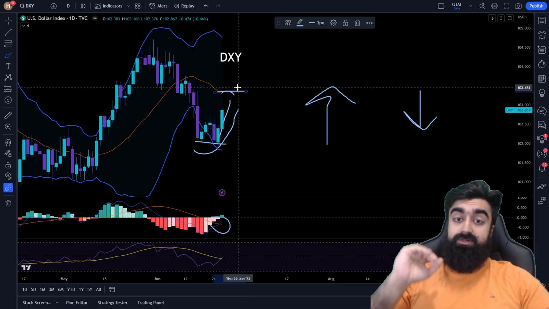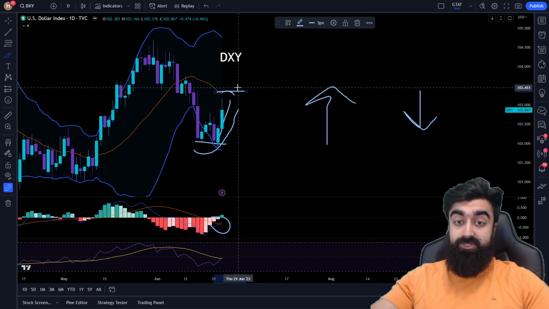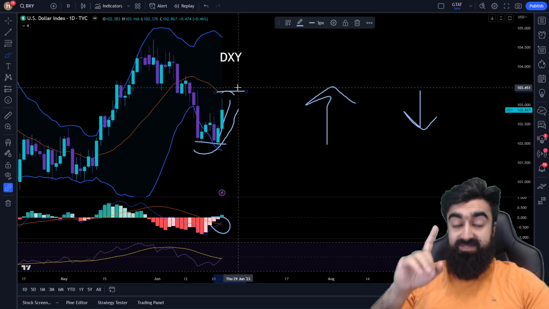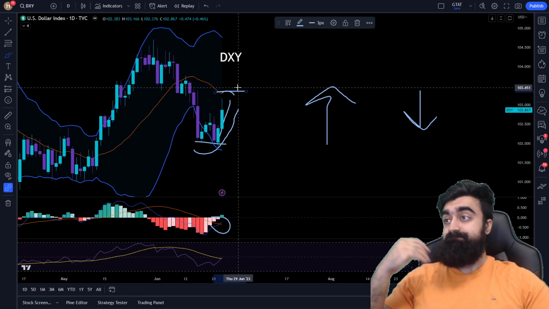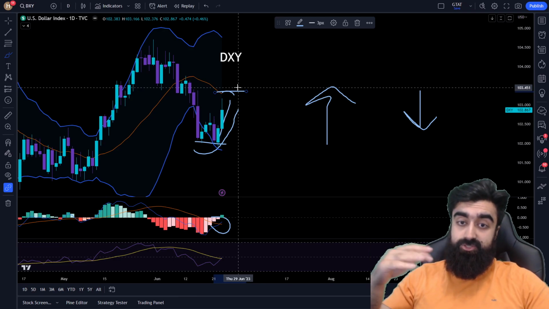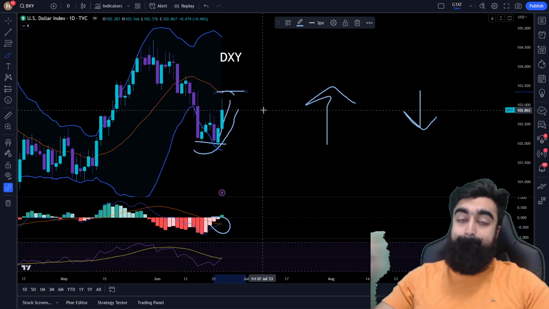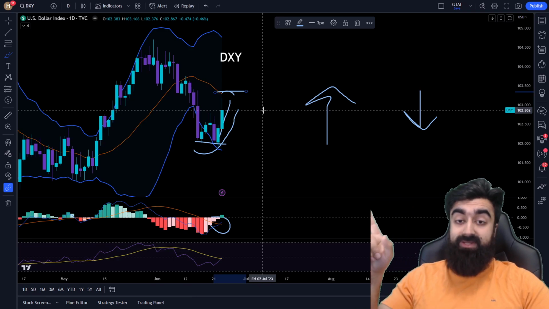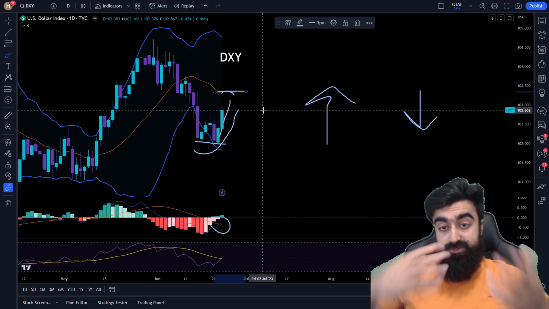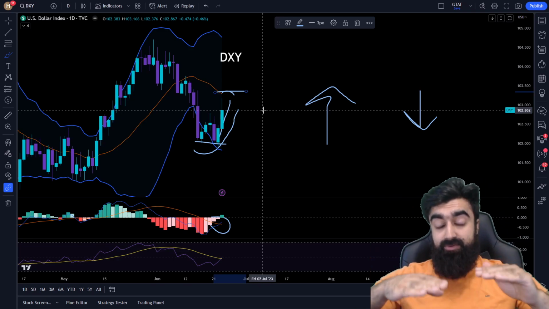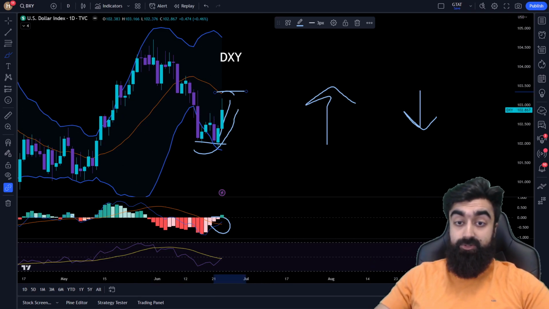The dollar clearly should be more bullish heading into Monday. And if the dollar is bullish on Monday, the overall market should be weak. So I'm expecting bullish to neutral on Monday on the dollar, which means that it should be bearish to neutral on the overall market, according to the dollar.